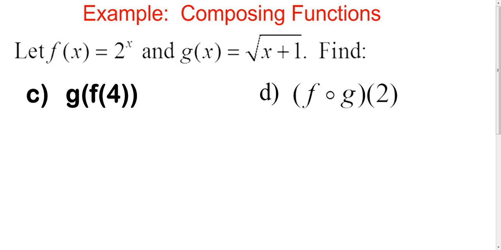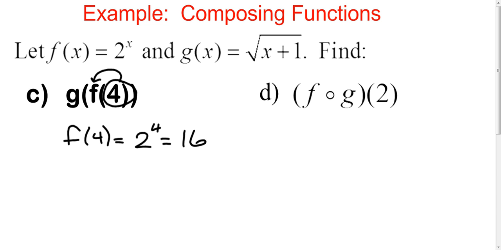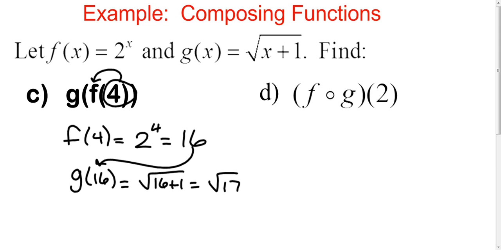Okay, and then sometimes you have specific numbers to plug in, which is what these two look like here. Okay, this is telling me to take the number 4 and first of all plug it into function f. So f of 4 would be 2 to the 4th power, which is not 2 times 4. It's 2 times 2 times 2 times 2. So 2 times 2 is 4, times 2 is 8, times 2 is 16. Then you're going to take that number and plug it into function g. So I will take g of 16, which is the square root of 16 plus 1, which is the square root of 17. Okay, can't simplify anymore.